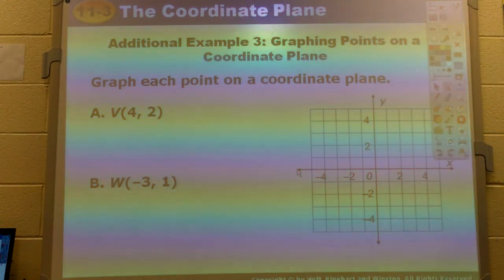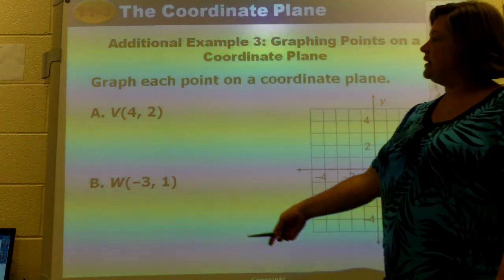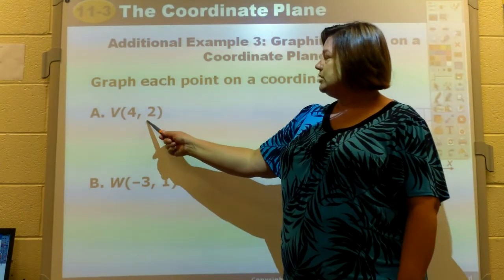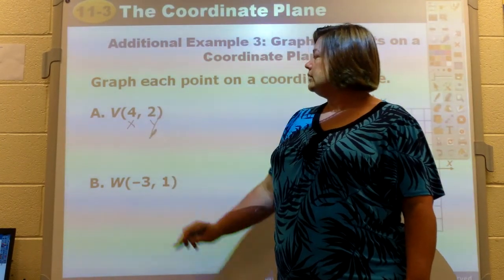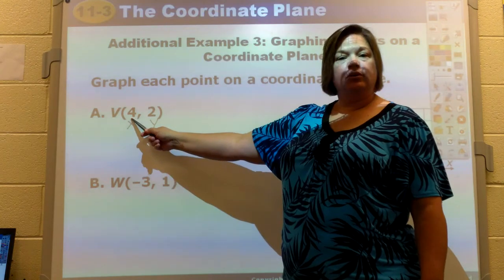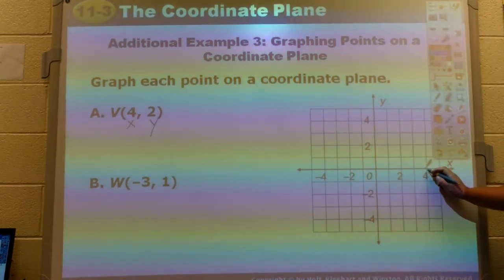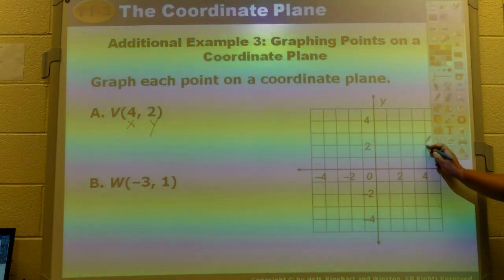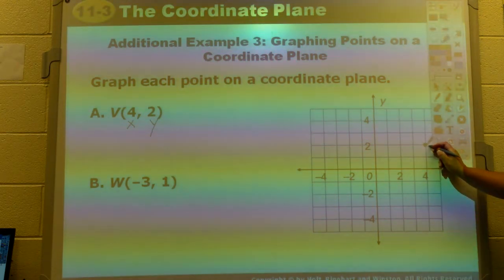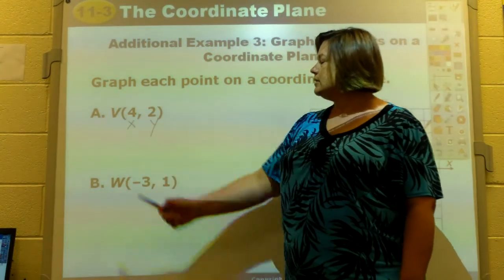Okay, now we're going to graph each point on the coordinate plane. If it gives you a V with the coordinates 4 and 2, I know this is my X and this is my Y. So what I'm going to do is start at 0. I have a positive 4, so I'm going to start at 0 and come over to 4, here. And then it tells me 2 is my second number, my Y is positive 2, so I go up 2. I put a dot there, and I label it V, because that's the letter it gave us, point V.